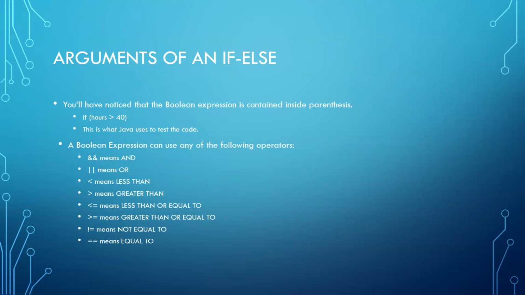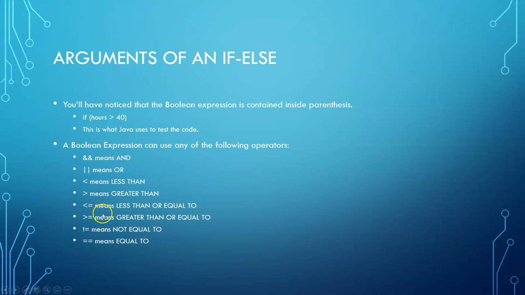A Boolean expression can use any of the following operators. We're not necessarily going to get into all of these today, but here are some of them: a double ampersand is and, two vertical bars or pipes is or, and you have less than, greater than, less than or equal to, greater than or equal to, not equal to, and equals to. You will notice that we don't have a keyboard symbol for what we usually use in math, where the line is underneath the symbol, so we just follow with the equal sign. Not equal to is pretty self-explanatory. We use a double equal sign for equality because, remember, a single equal sign is used to assign a value.